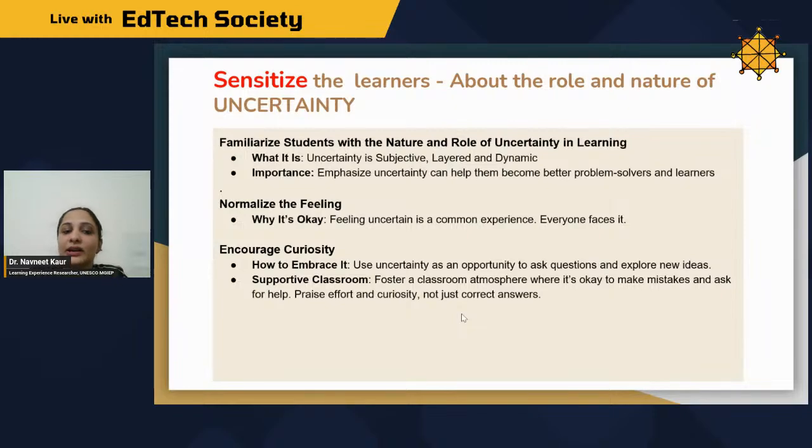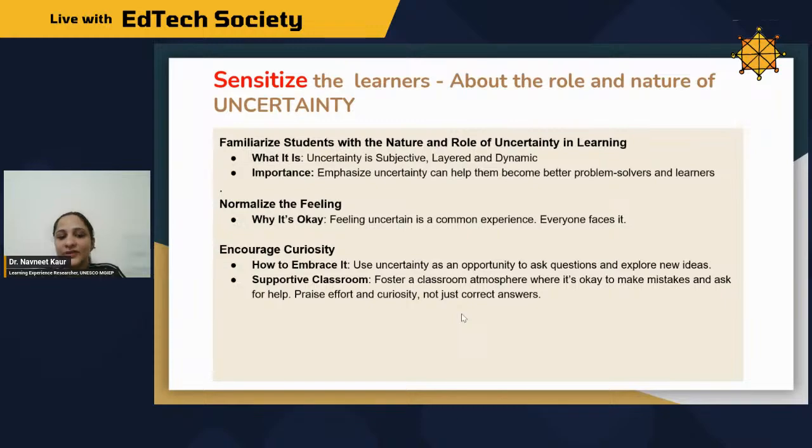Then we need to encourage curiosity in the classrooms. We need to tell learners that they have to embrace uncertainty, and they can do this by looking at uncertainty as an opportunity to ask questions and explore new ideas, and not as something that will maybe lead to some penalization in the classroom. And for this, of course, it's important that we create a supportive classroom environment. So we have to foster an atmosphere where it's okay to make mistakes and ask for help.